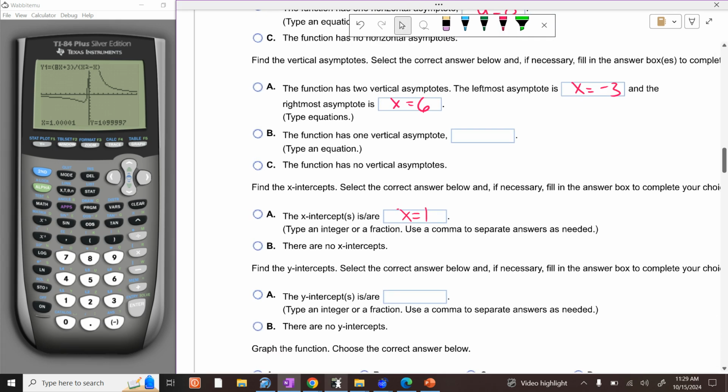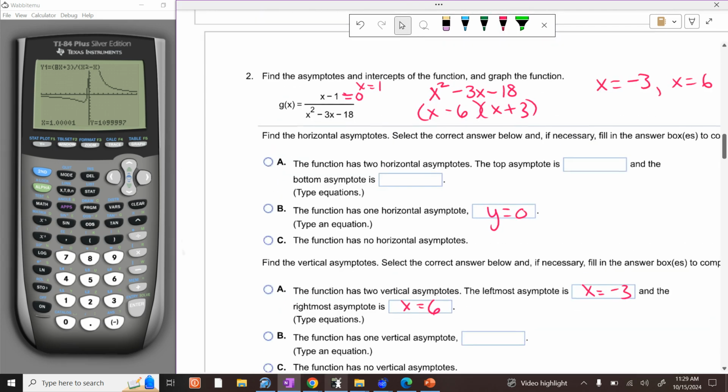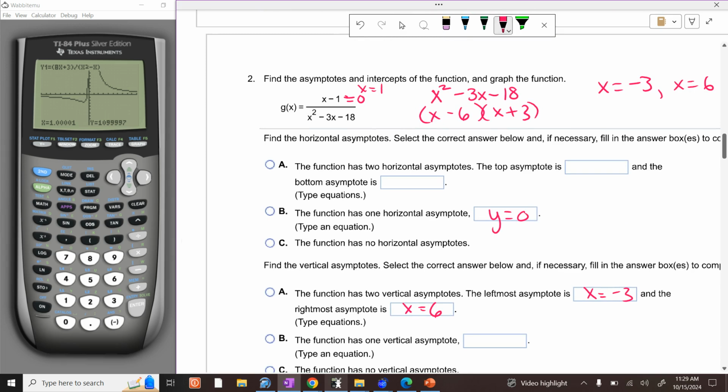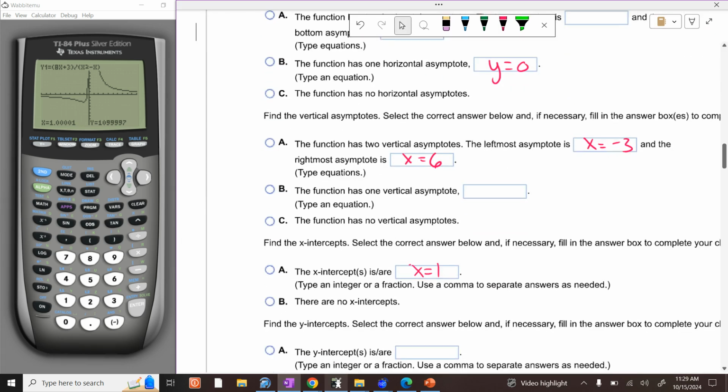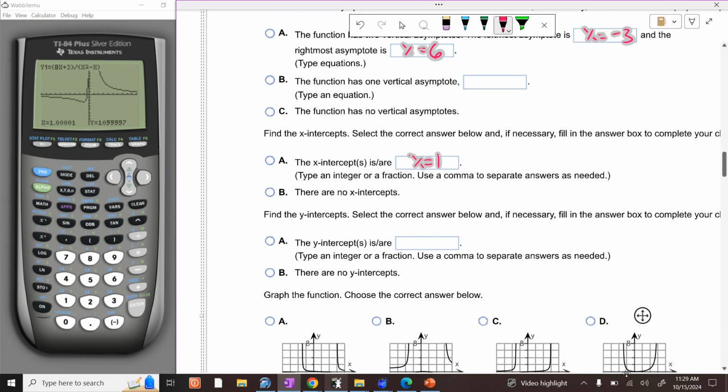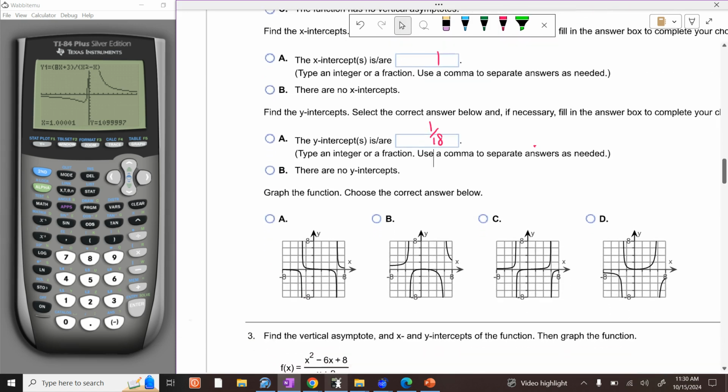To find the y-intercept, you put 0 in for all the x's. Put 0 in there, there, there. You get a negative 1 over a negative 18, which is 1/18. Your x-intercept, it doesn't say to use ordered pairs, so I think it's just a 1 you put in there, and then just a 1/18.